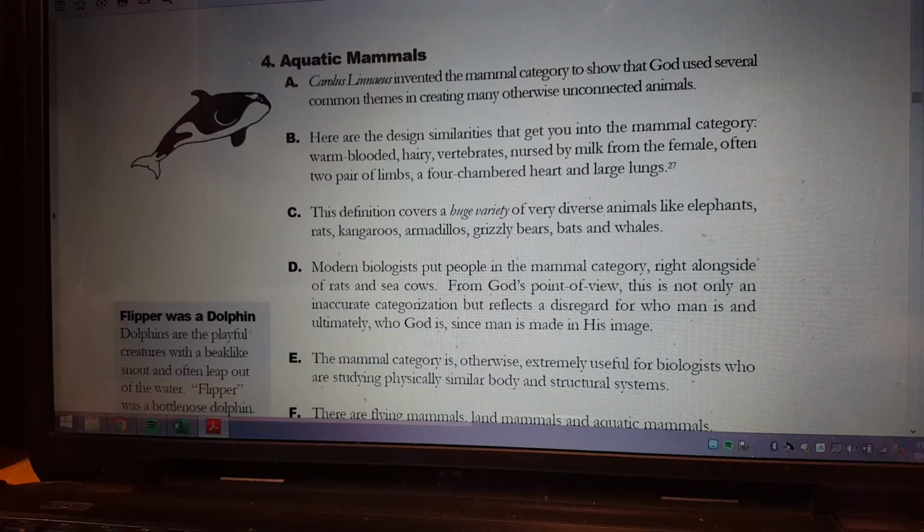Warm-blooded, hairy vertebrates nursed by milk from the female, often 2 pair of limbs, and a 4-chambered heart and large lungs. Now, this section you will need to remember what the qualities of, what the design similarities are for the mammal category, the aquatic mammals. Okay?